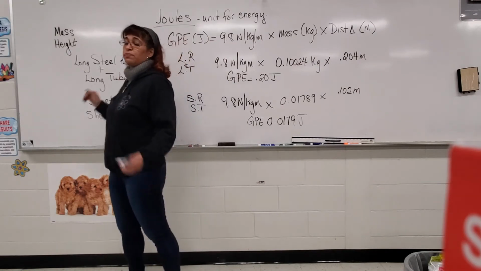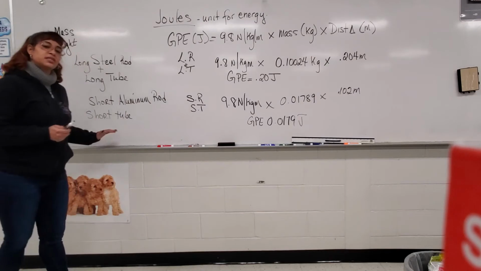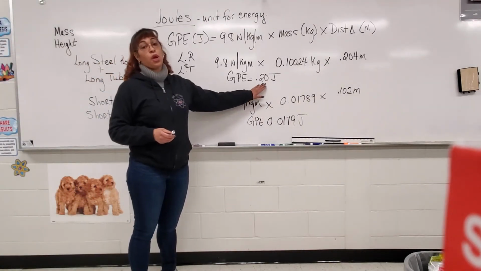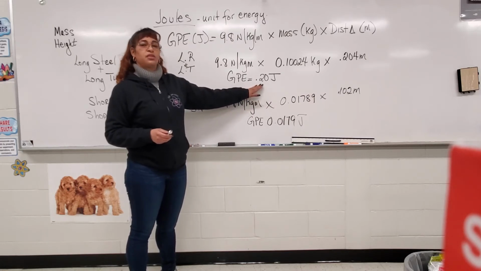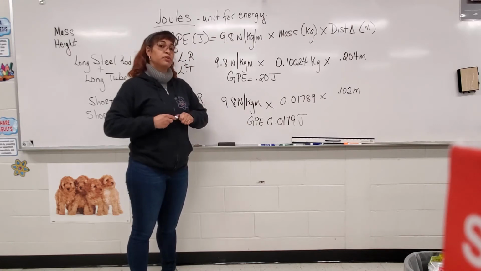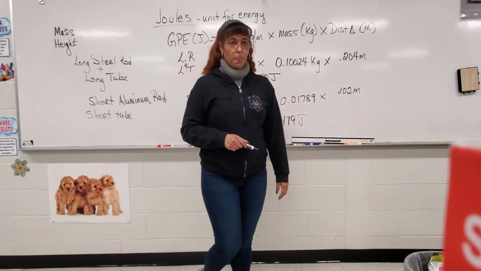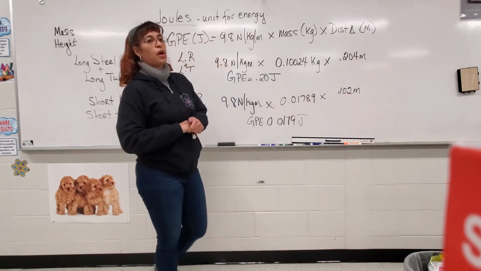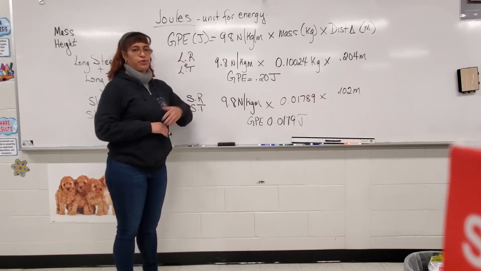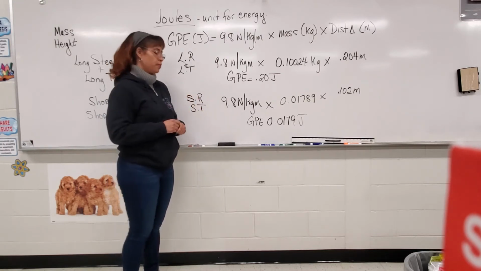As you can see, looking at the combination that produced the most energy and the one that produced the least, the gravitational potential energy of 0.20 joules for the steel rod in the long tube is far greater than the 0.0179 joules of the short aluminum rod with the short tube. The greater the gravitational potential energy, the greater the energy that's going to drive the nail, and the further the nail is going to go.